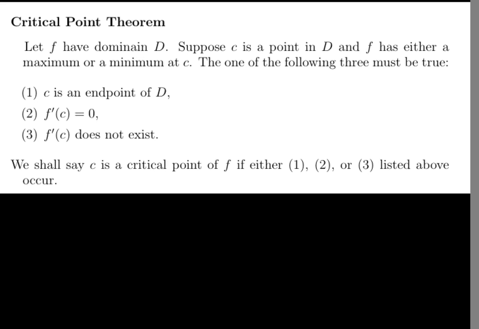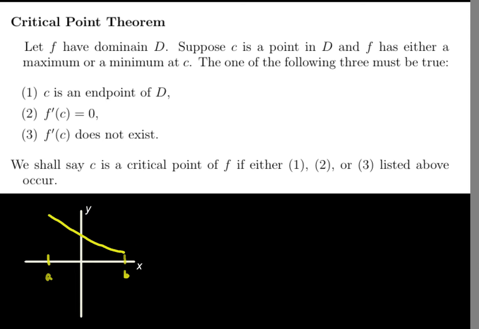So let's look at these three scenarios. So scenario 1, we have that our endpoints are critical values. And so let's say here, this is our endpoint, maybe a, and this is our endpoint b of our domain, and maybe our function is like a straight line in which the smallest value occurs here at the endpoint, and the largest value occurs here at the endpoint. So that's one scenario that could happen.